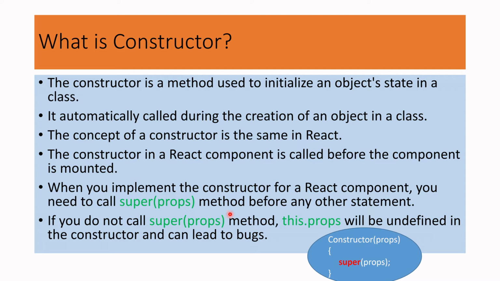wherever you use it, so it will lead to bugs. Once again, where do we use it? In a class component we use it to initialize the object. And second, it is automatically called in the class when the object is going to be created. It is the same concept in React and any other Java or OOPS language. The constructor will be called before the component mounts, and we will use super and then pass the props before writing any other statement in the class component, otherwise it will lead to bugs.